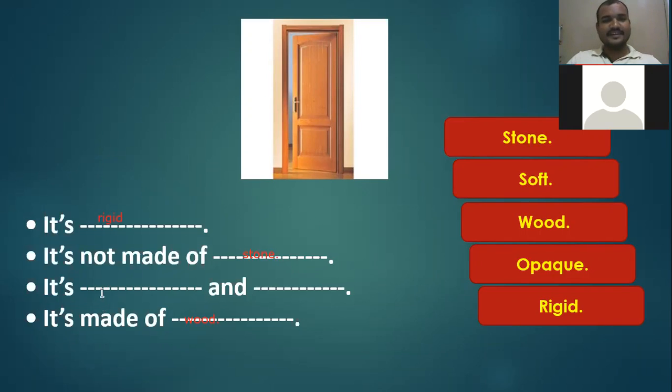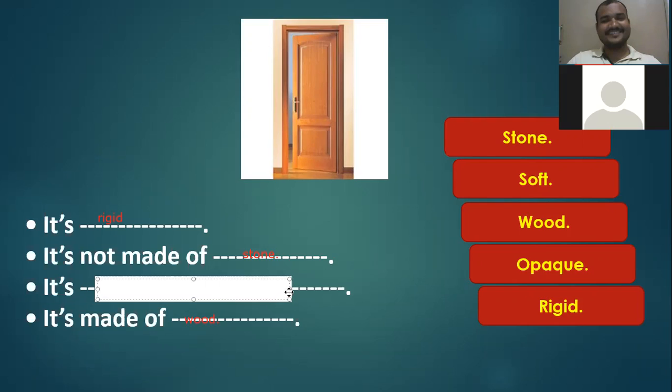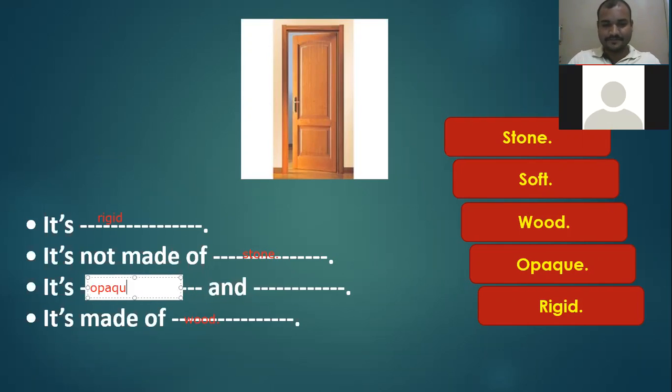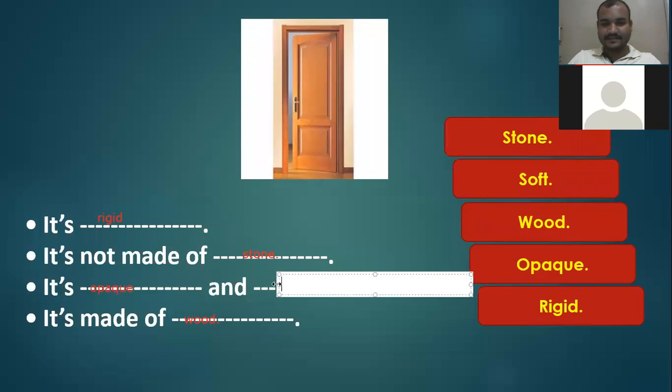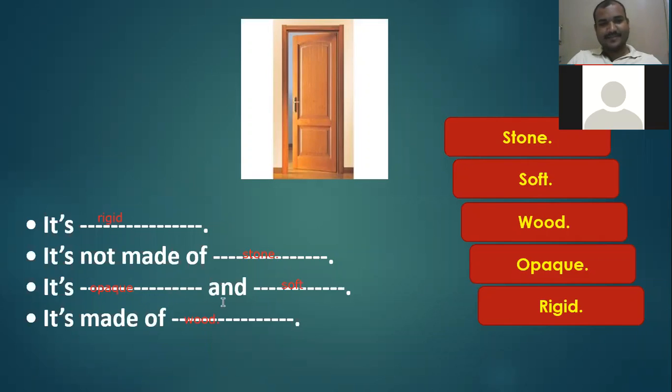So what is the answer here? So I told the answer now. It's opaque and opaque and dash. No, I can't give that. Soft maybe. Okay, opaque and soft.